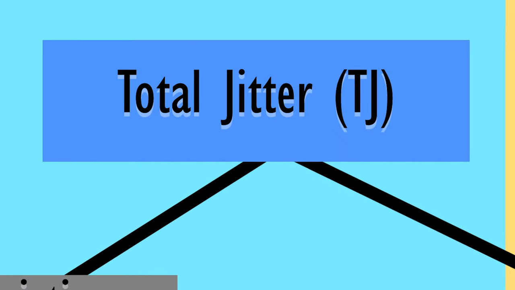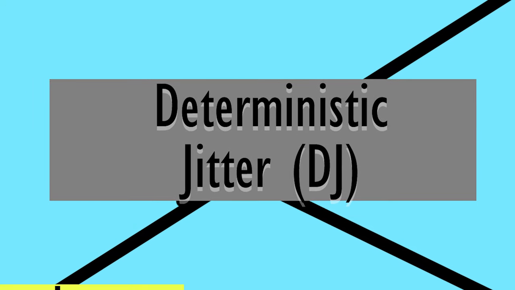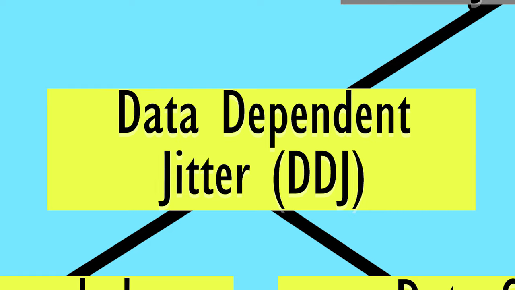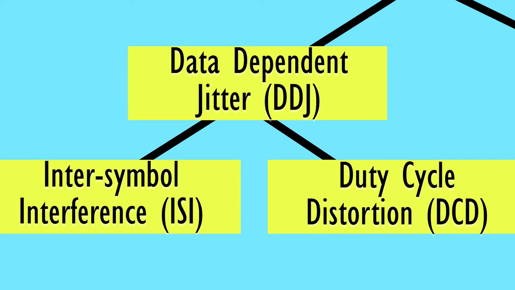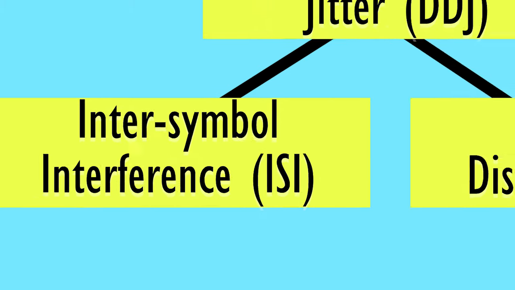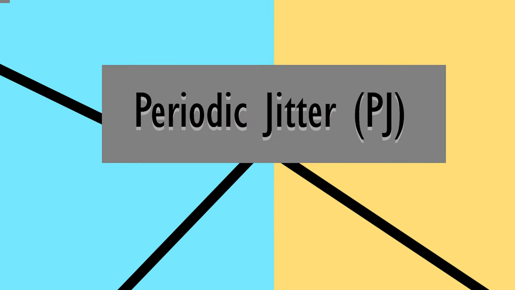Total jitter, or TJ, encompasses all jitter in the signal. Deterministic jitter, DJ, is any data-dependent jitter, DDJ. This is caused by your design and can be seen as inter-symbol interference, or ISI, or duty cycle distortion, DCD. ISI is caused by things like imperfections in the transmission path or imperfections in matching the rise and fall times of transmitters. DJ also consists of periodic jitter, or PJ, which calls for different troubleshooting techniques than DDJ does.